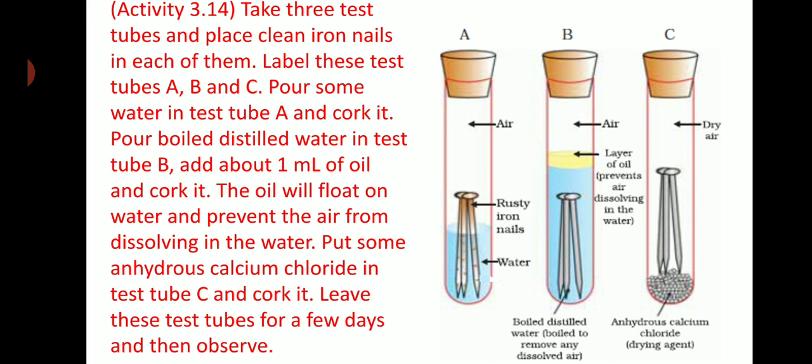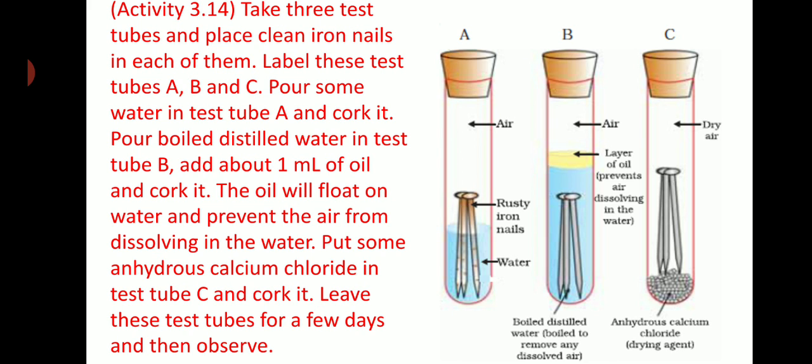Now there is one more activity to explain the corrosion process. Take three test tubes and place clean iron nails in each of them. Label these test tubes A, B, C. Then pour some water in test tube A. Then pour boiled distilled water in test tube B and add about 1 ml of oil and cork it. The oil will float on water and prevent the air from dissolving in the water. Then put some anhydrous calcium chloride in test tube C and cork it.